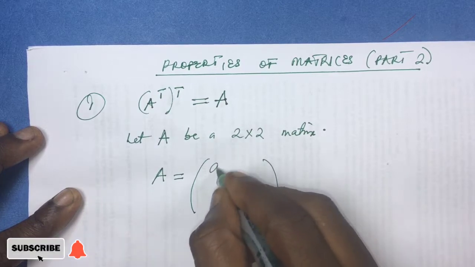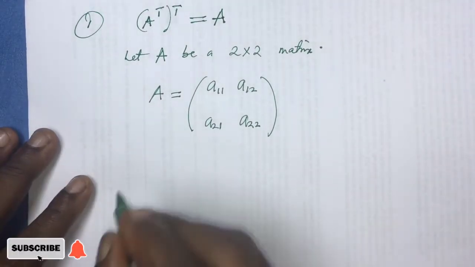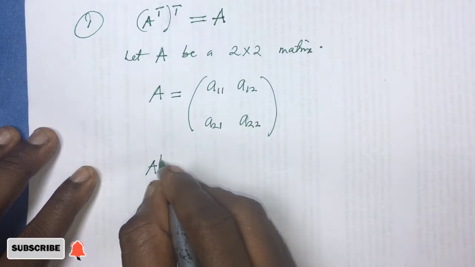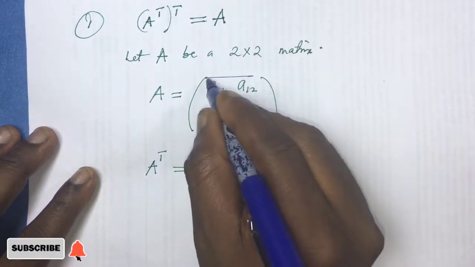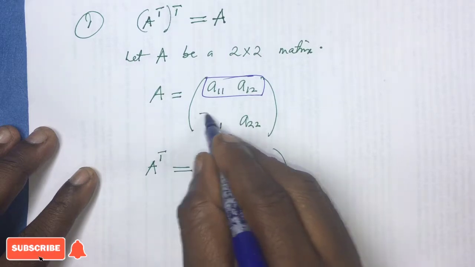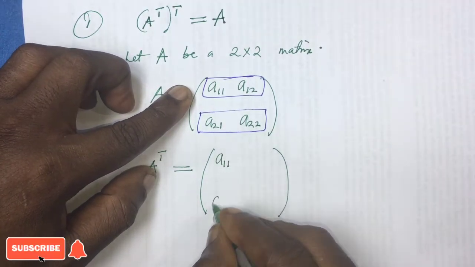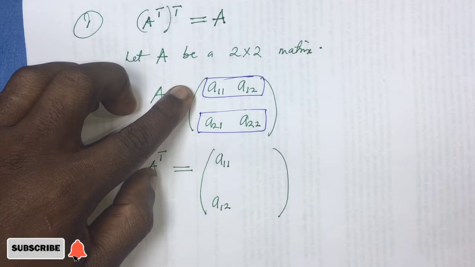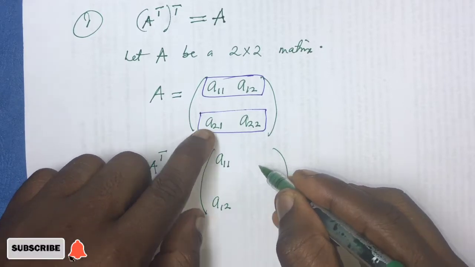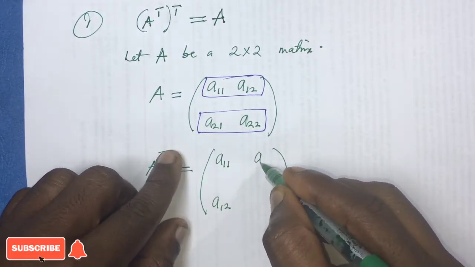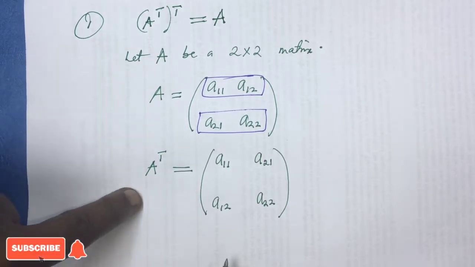Look at what happens. So A is A11, A12, A21, A22. That is the matrix A. Now, if we are to show that this property is true, then we have to start with transposing A. If you transpose A, what would you have? Remember, transposing a matrix implies making its rows become columns. So this row, A11, A12, becomes a column. Then this other row also becomes a column. So instead of being row A21, A22, it becomes column A21, A22. So what have we done? We have just transposed this matrix A to get A transpose.